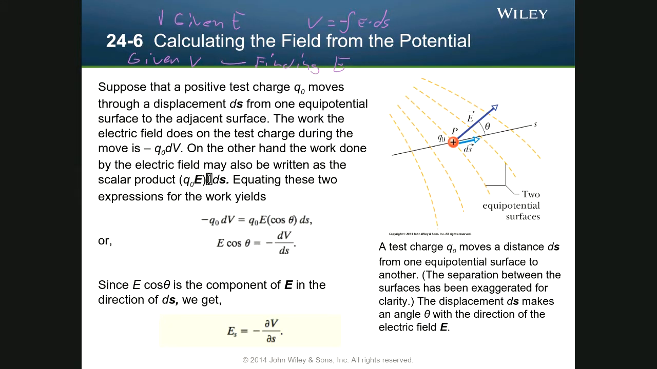And let's see, they're trying to make it all fancy here. Let's see, if we have dV equals k dq over r, like that.